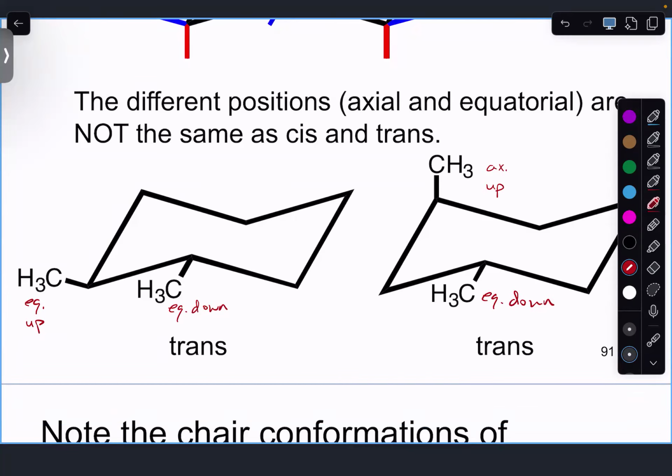So here we're comparing, you can see you've got an axial and you've got an equatorial. That is not what makes that a trans ring system. Again, when you're trying to do cis-trans, we care nothing about axial equatorial. What you care about is direction. This methyl is going down below the plane of the ring. This methyl is going up above the plane of the ring, opposites. That equals trans. All right. Questions on that?